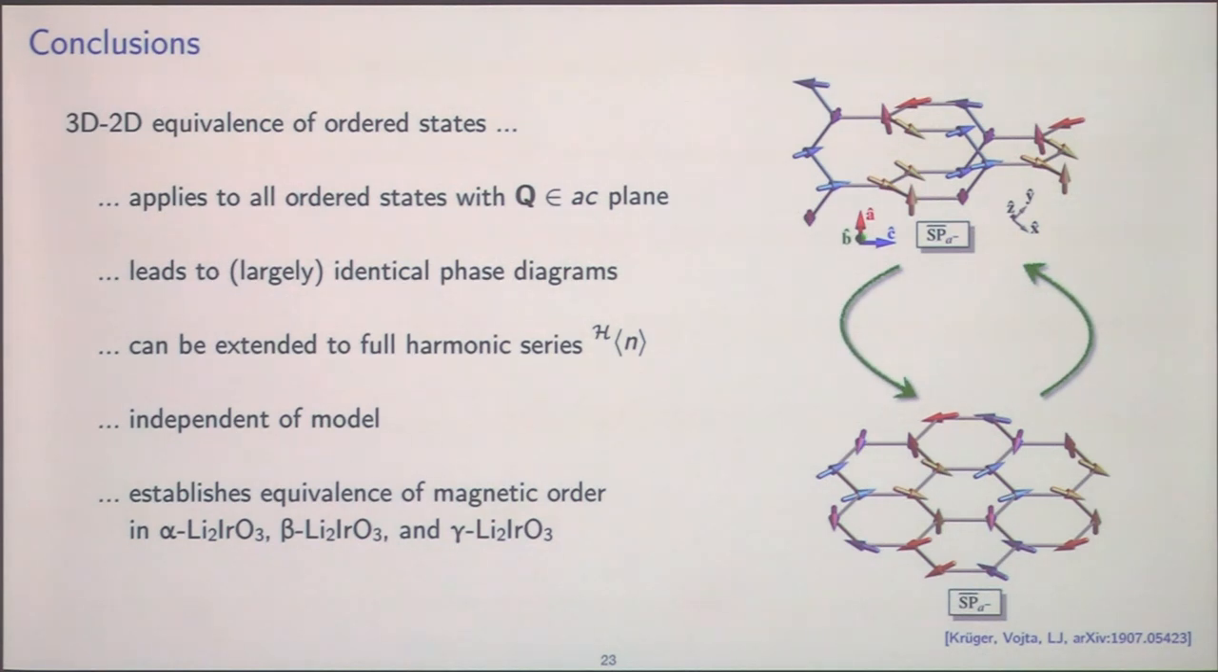And this establishes in fact the equivalence that had been observed earlier in lithium iridate prototypes between the different so-called counter-rotating spirals, which can now be mapped onto each other adiabatically.